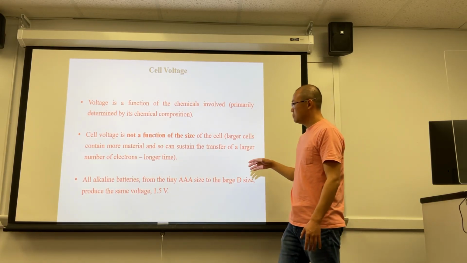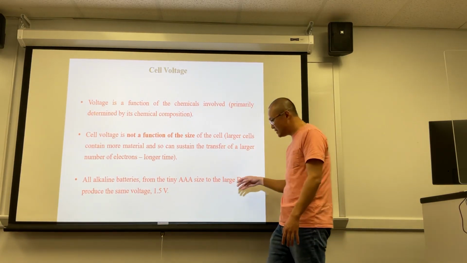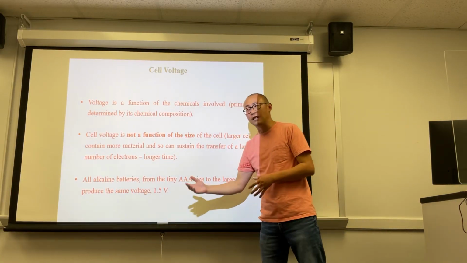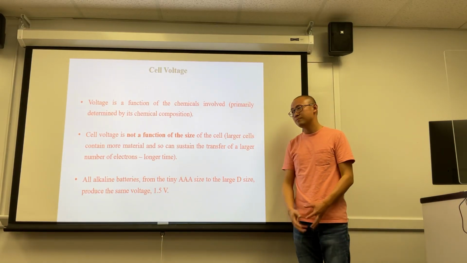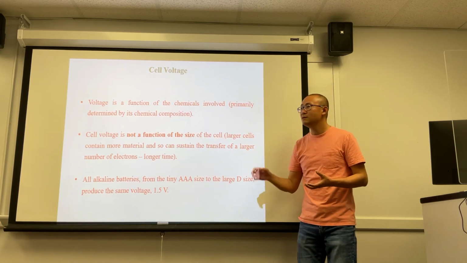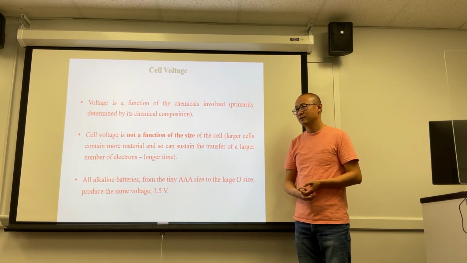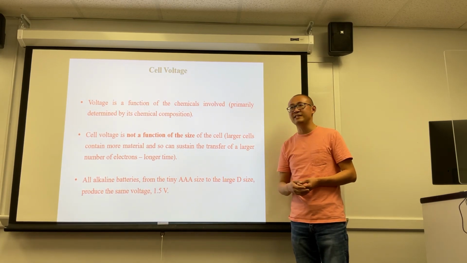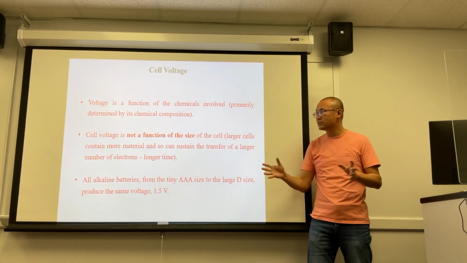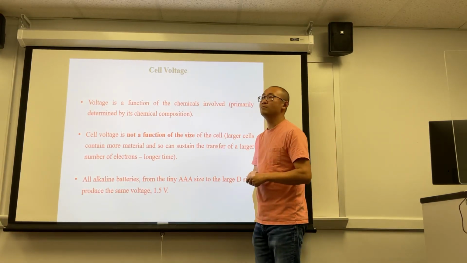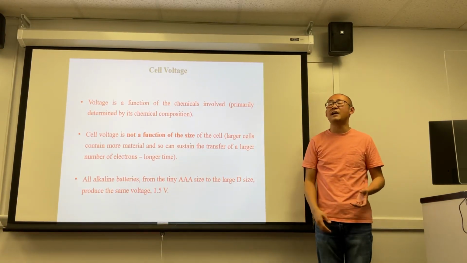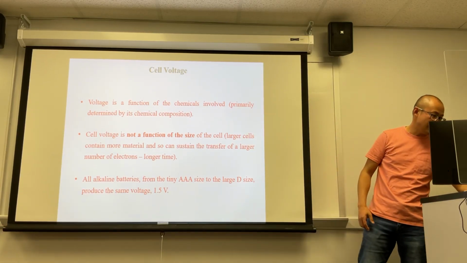But the tiny AAA battery and the D size battery, they have the same what? Voltage. Our alkaline battery voltage is actually 1.5 volt. Larger D size basically means what? It lasts longer. Okay, it only lasts longer. But the voltage is the same. Again, voltage is not a function of the size of the battery, but the chemical composition. The chemical composition of a AAA battery and a D size battery are the same. They're both alkaline batteries, most cases.